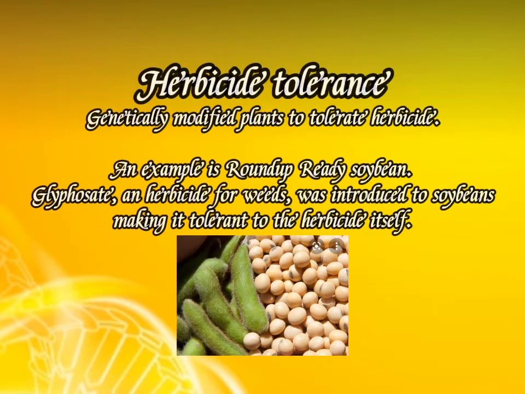One example of this is the Roundup Ready soybean, where glyphosate, an herbicide, was introduced to soybean, making it tolerant to the herbicide itself. Farmers can spray the herbicide, killing the weeds but not the soybean. So herbicide tolerance in a plant is the ability to withstand a particular chemical herbicide. This allows farmers to kill weeds without harming the crop.